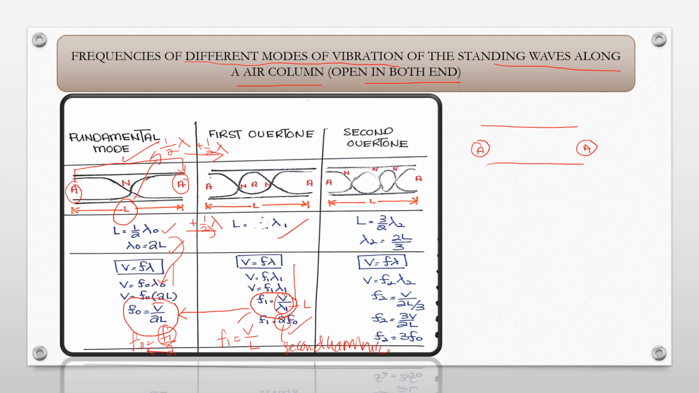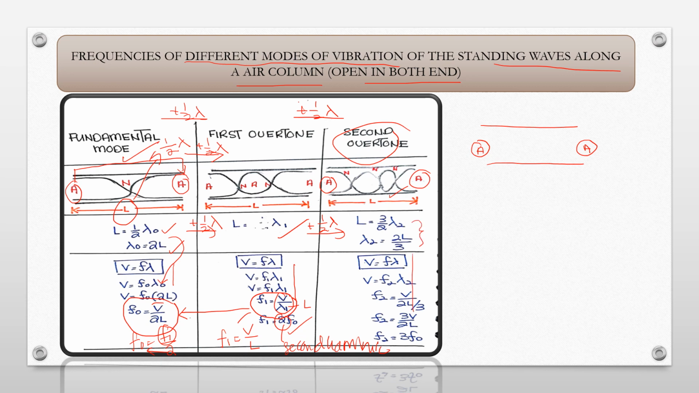Then after that, for the second overtone, that means you add half lambda for the first, then you add another half lambda for the second, so it's the second overtone. From here to here you add another half lambda, and here is definitely an antinode. You have to memorize the shape of the wave in the air column. They are quite famous in the exam also. Then you get your answer.